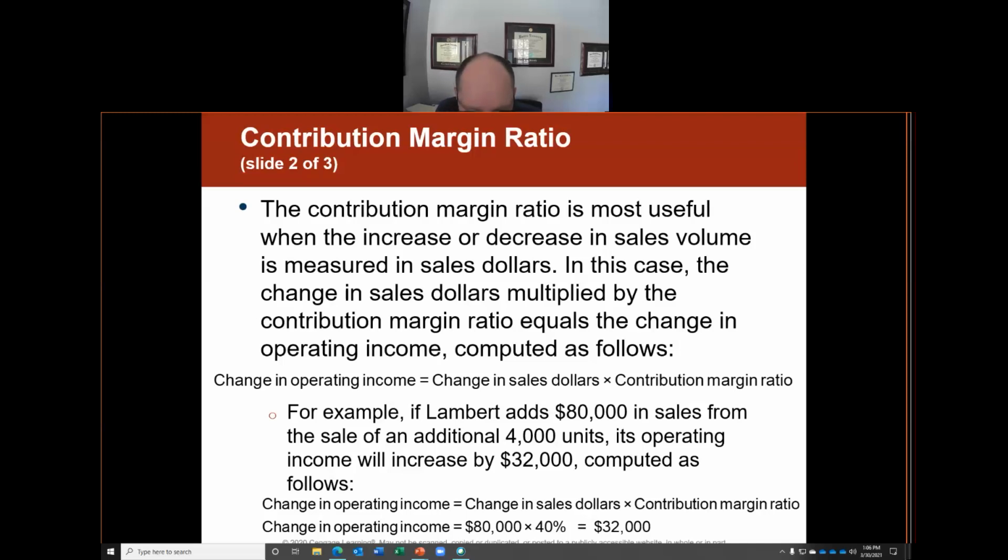How did we find this? Change in sales dollars. I sold an additional 80,000, so the change is 80,000, times contribution margin ratio, 40%, equals $32,000 of change in operating income.